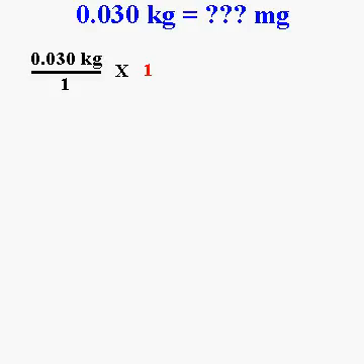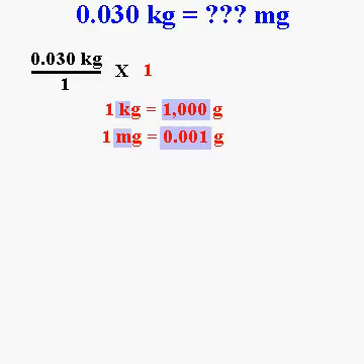First of all, I don't have a relationship between kilograms and milligrams, but I do have a relationship between kilograms and grams. 1 kilogram is the same as 1,000 grams, because the prefix kilo means 1,000. Also, 1 milligram is 0.001 grams, because the prefix milli means 0.001. So I have a relationship between kilograms and grams, and I also have a relationship between milligrams and grams. So I can convert from kilograms to grams, and then I can convert from grams to milligrams, and I'll get the answer I need. All right, let's see how this works then.